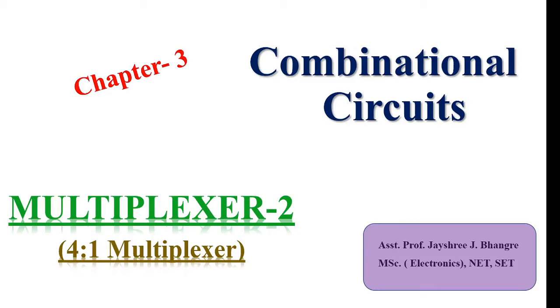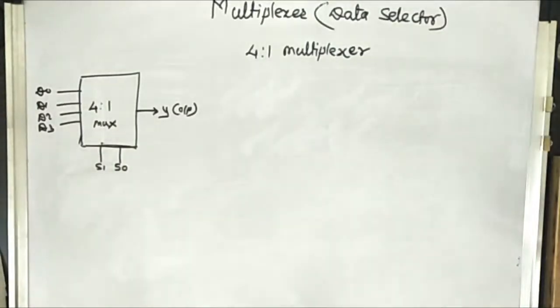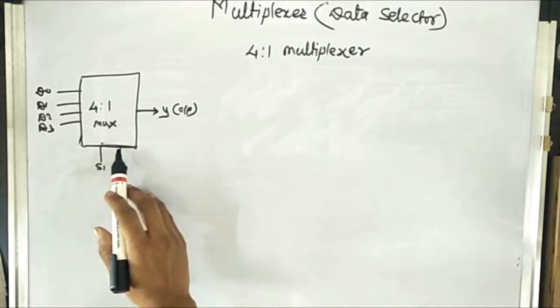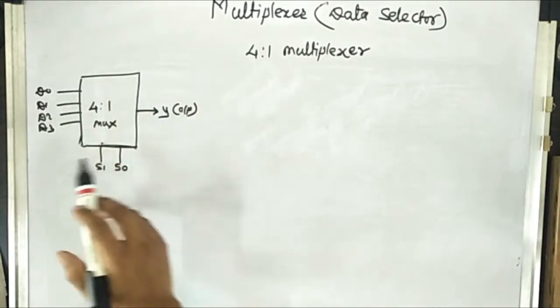Hello everyone. This is the second part of multiplexer circuits, and in this video we are going to learn the 4:1 multiplexer circuits. In the previous video we learned the 2:1 multiplexer, and in this video we are going to learn the 4:1 multiplexer.